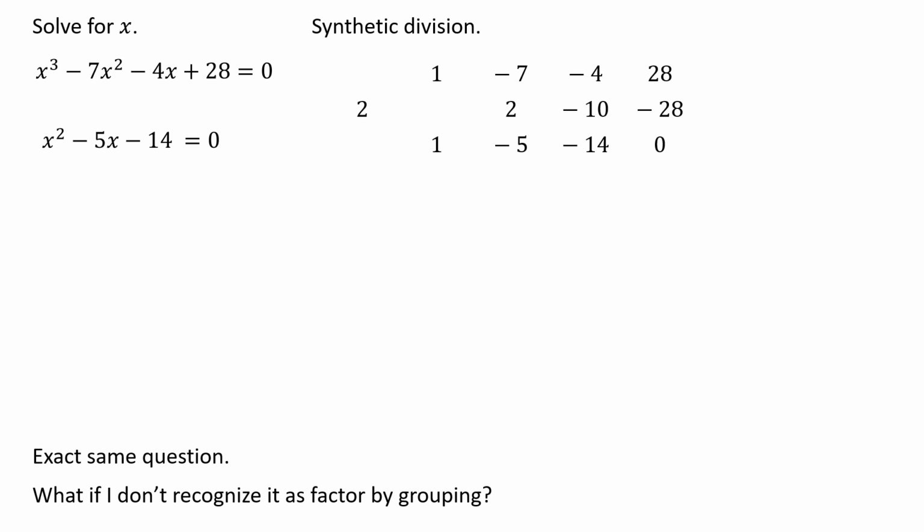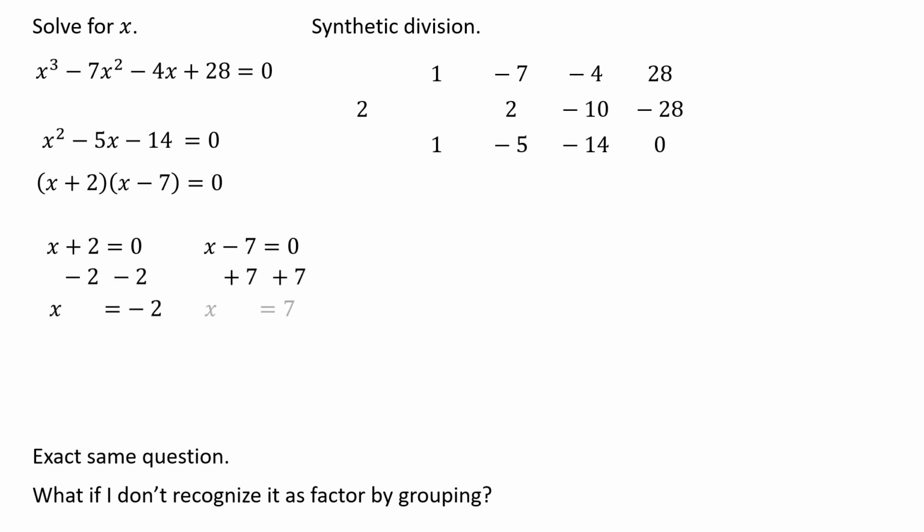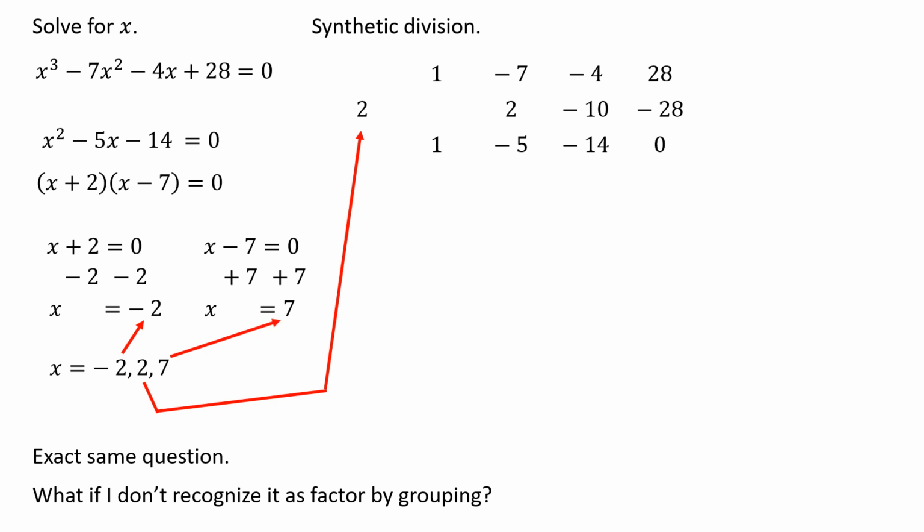That 1, negative 5, negative 14 equals 0 becomes x squared minus 5x minus 14 equals 0. Go ahead and factor. 2 times negative 7 makes a negative 14. 2 subtract 7 makes a negative 5. And I can solve those equations to get our second and third answer. Again, here I actually did put them in order from least to greatest. And you can see that one of the solutions came from synthetic division. The other two solutions came from factoring the resulting equation.